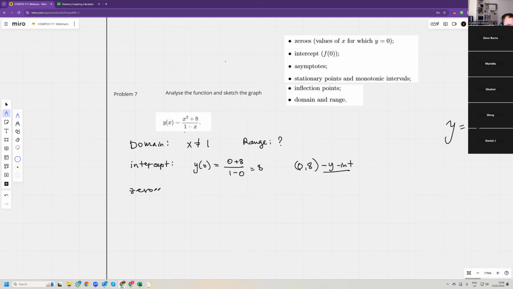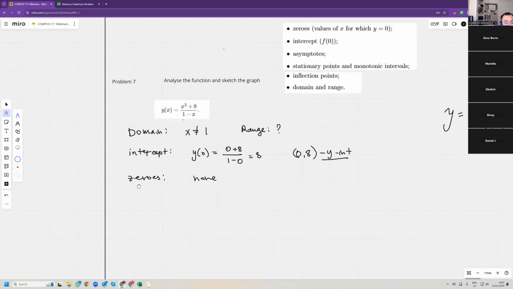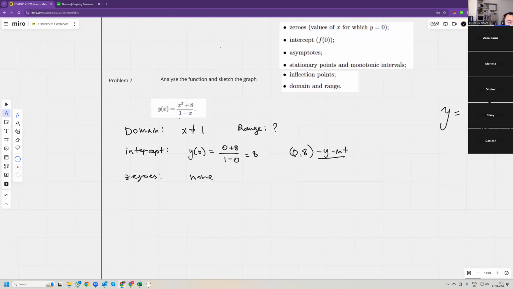Zeros. Well, there's none, because x squared plus 8 is never 0. So no zeros. Ooh, interesting. So no zeros. Asymptotes. Well, x equals 1 is a vertical asymptote.